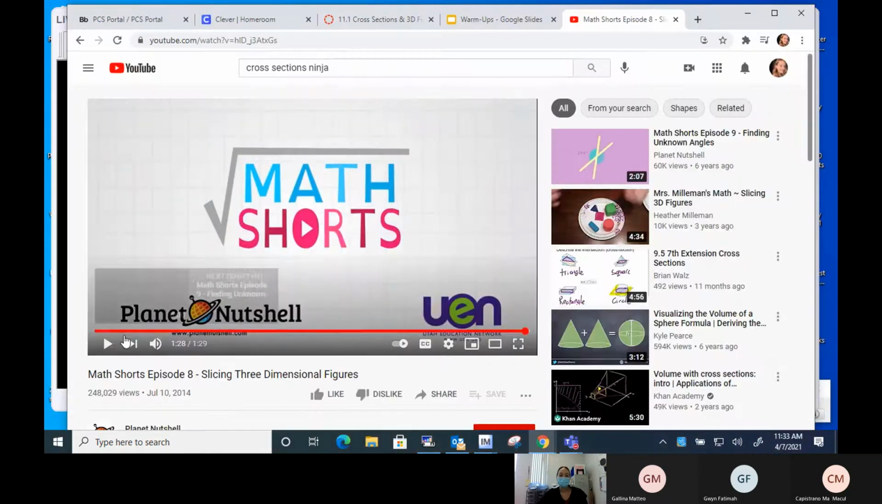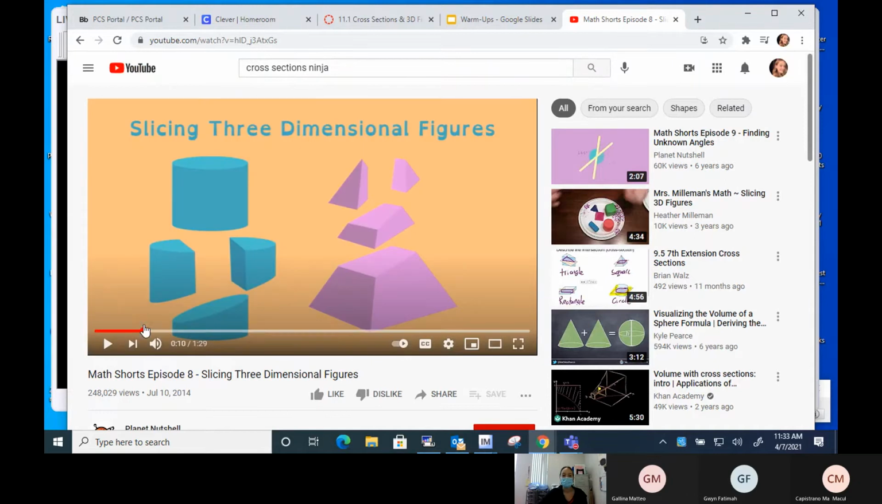So we've got 3D figures that we can cut like a cake, and they make different shapes depending on which way you cut them. So we're going to cut them both parallel and perpendicular to the base. So the bases are horizontal.